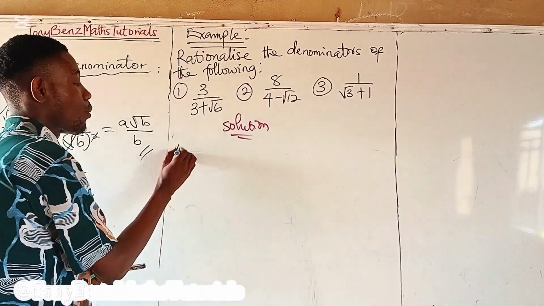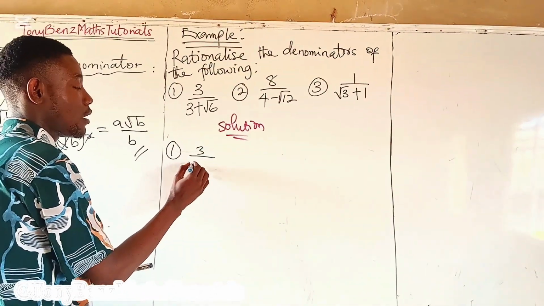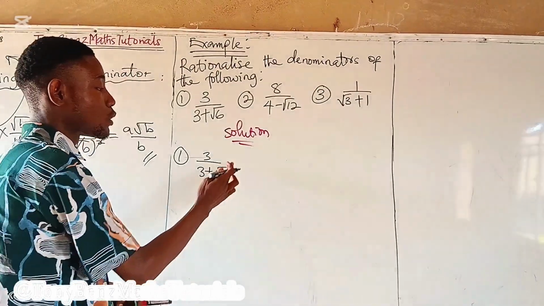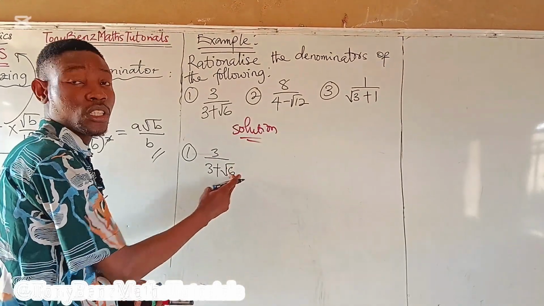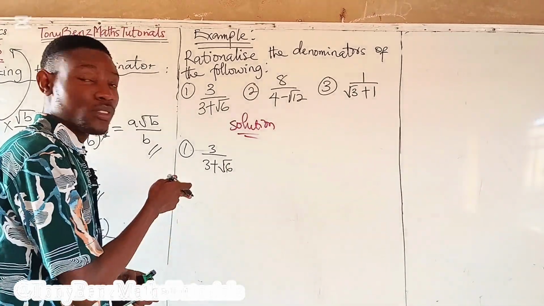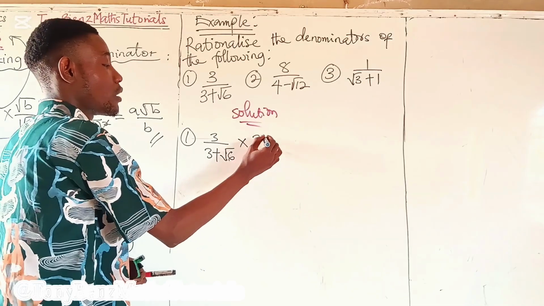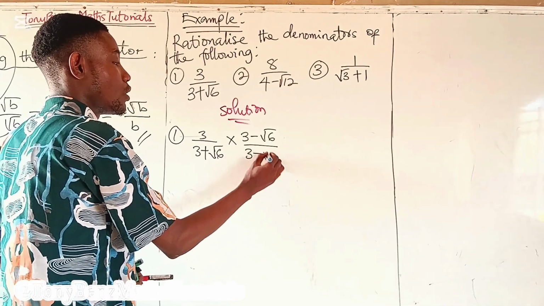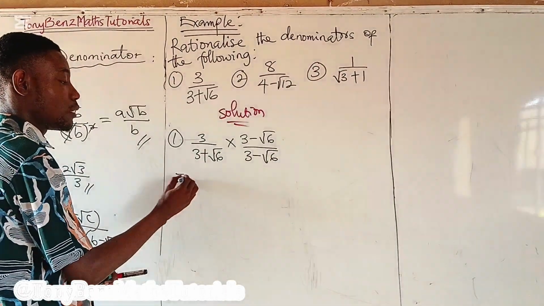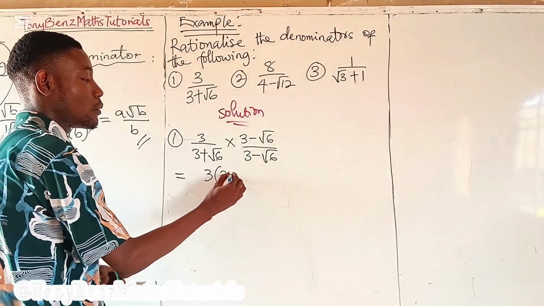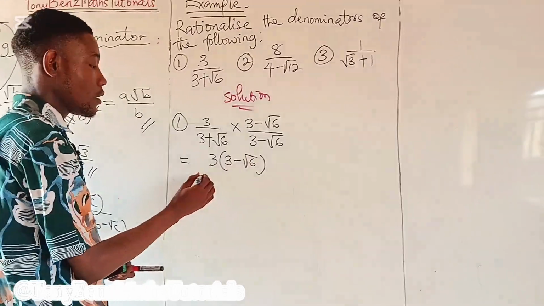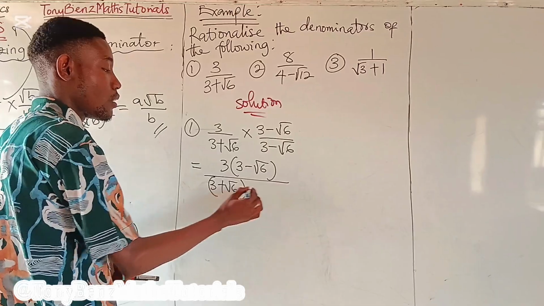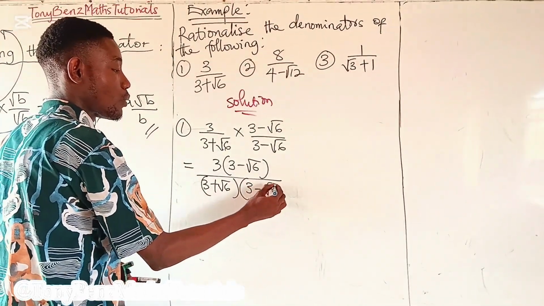We have 1. We have 3 over 3 plus root of 6. Like I said, you are going to multiply the numerator and the denominator with the conjugate of the denominator, 3 minus root of 6 over 3 minus root of 6. And it's the same thing as saying 3 into 3 minus root of 6, all over 3 plus root of 6 multiplied by 3 minus root of 6.